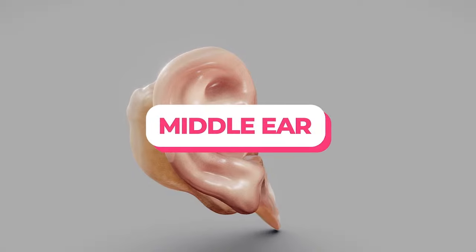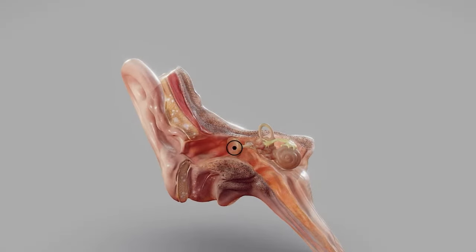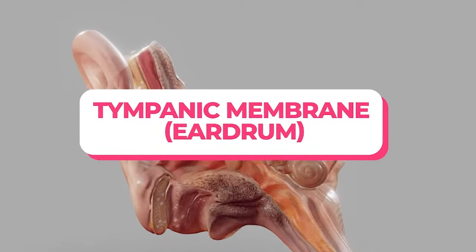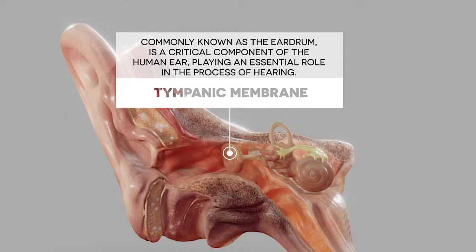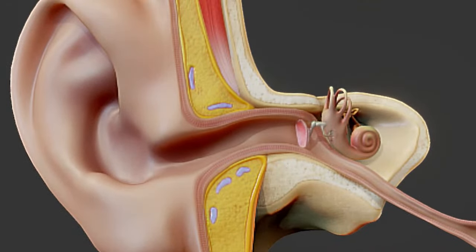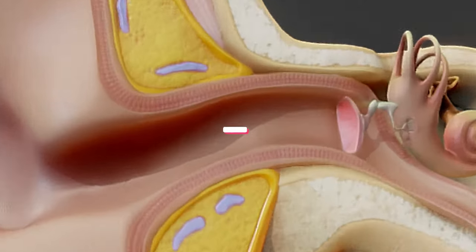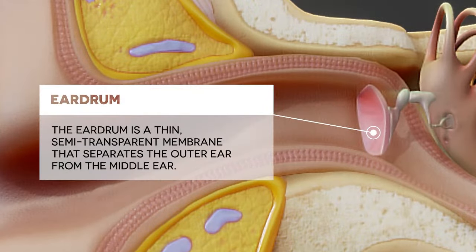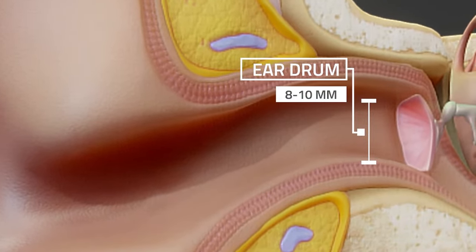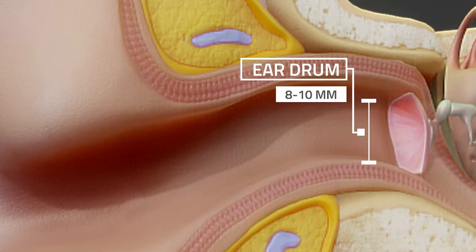Middle ear. The middle ear has two major components, the tympanic membrane and the ossicles. Tympanic membrane or eardrum. The tympanic membrane, commonly known as the eardrum, is a critical component of the human ear, playing an essential role in the process of hearing. Here's a detailed explanation of its structure, function, and importance. Structure. The eardrum is a thin, semi-transparent membrane that separates the outer ear from the middle ear. It's roughly oval in shape and measures about 8 to 10 millimeters in diameter in adults.